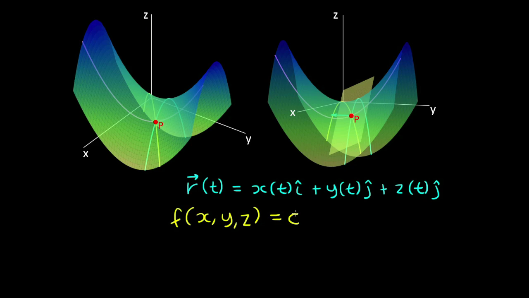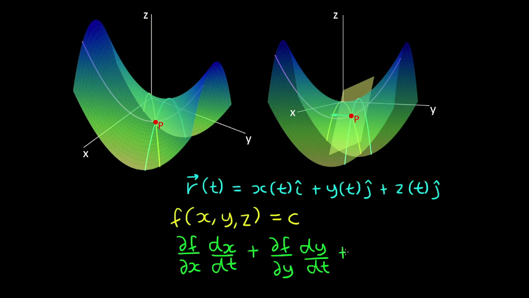So if we differentiate both sides with respect to the parameter t, we take the partial of f with respect to x and multiply by the derivative of x with respect to t, plus the partial with respect to y by dy dt, plus the partial of f with respect to z by dz dt. And differentiating a constant on the right hand side, we get 0.